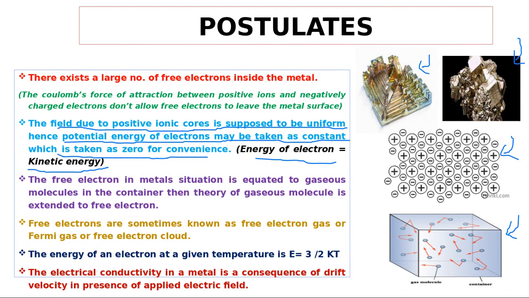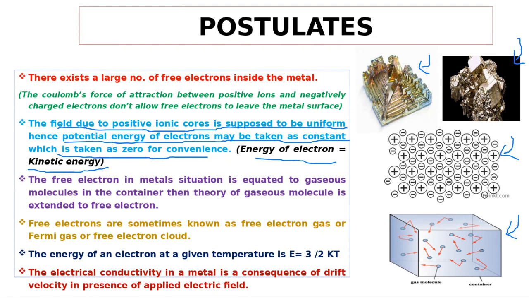And the free electrons in the metal situation, we are taking as gaseous molecules in a container. So the theory of gaseous molecules is also extended to free electrons. As Lorentz suggested, electrons in metals can be treated as an electron gas. So the theory of gaseous molecules can be extended to these free electrons.